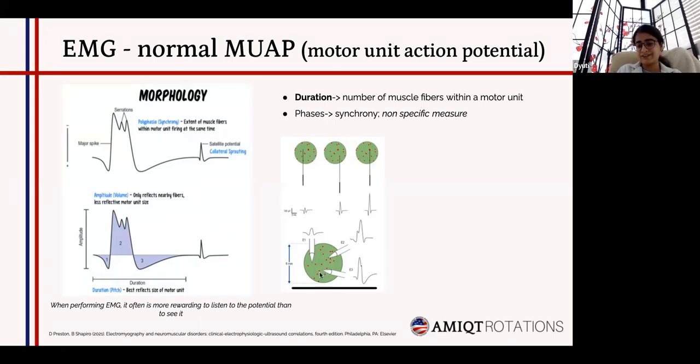So if you're closer to the muscle fibers, the amplitude can increase like here. If you're farther away, the amplitude can decrease. But in all of these, the duration remains the same. So we are mainly concerned with the duration when we are evaluating the size of the motor unit.